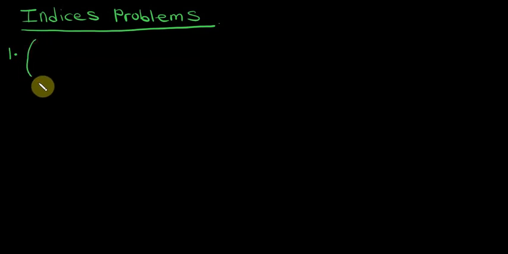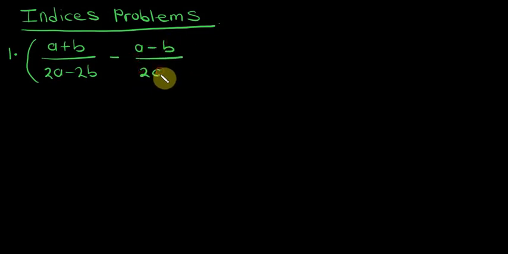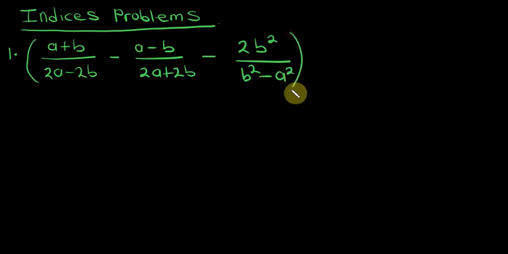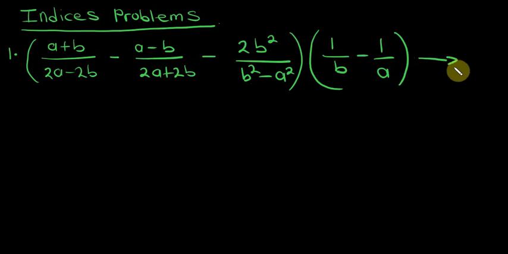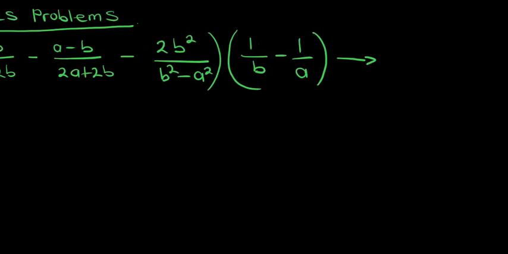Say you have open brackets (a plus b) everything over (2a minus 2b), minus the second term, which is also a fraction, (a minus b) divided by (2a plus 2b). Then you have a third term, which is 2b squared, all divided by b squared minus a squared, which is a difference of two squares. And then you still have another bracket, 1 over b minus 1 over a. The question would probably state, simplify the given expression.